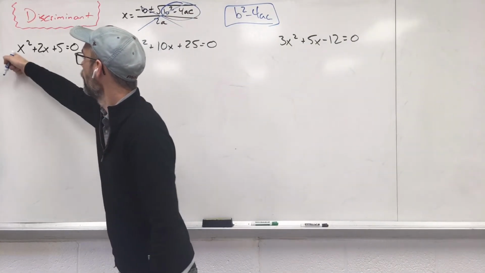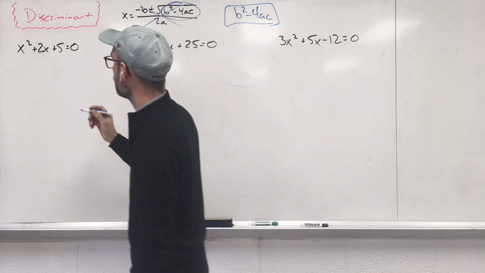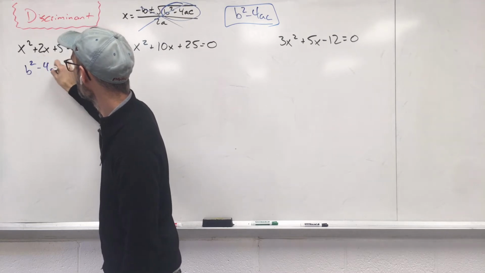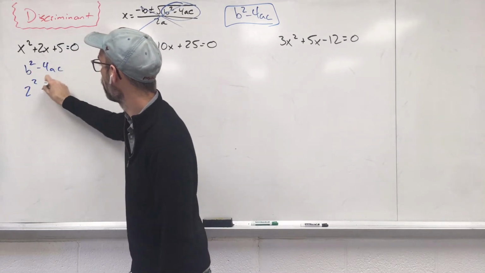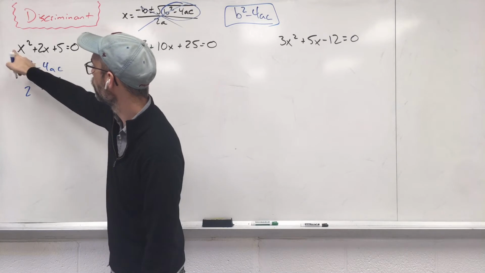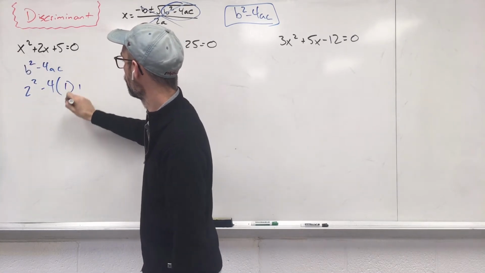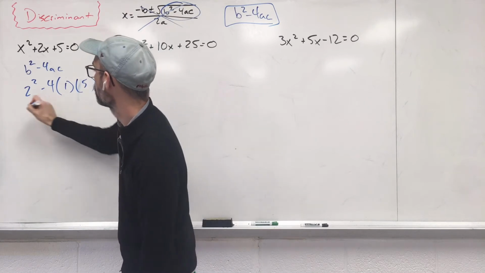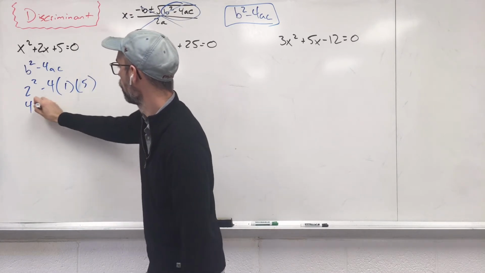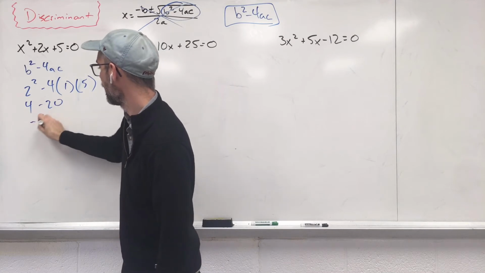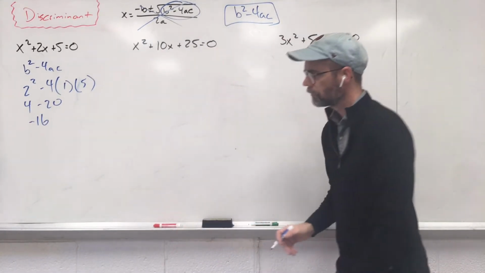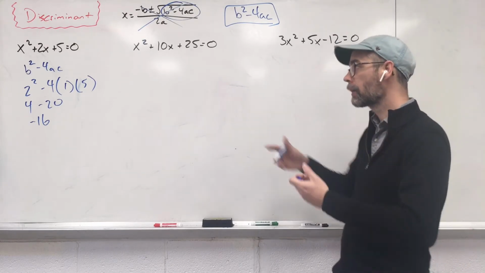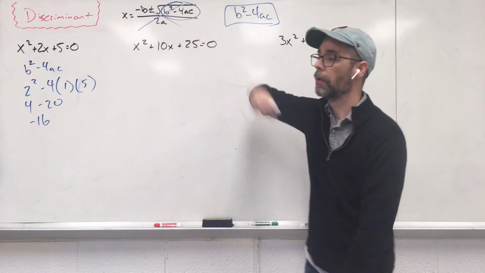So I have A, B, and C. I want to plug them all in. My B value is 2. So b squared minus 4ac: I'm going to have 2 squared minus 4 times my A value, which is 1, times C, which is 5, giving us 4 minus 20, which is negative 16.